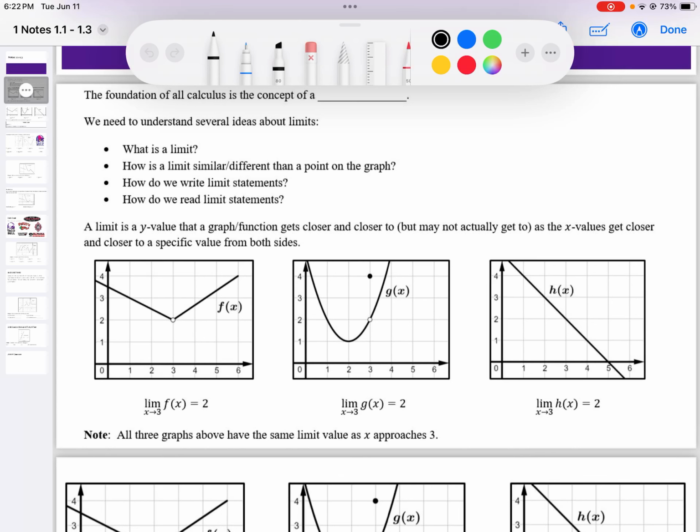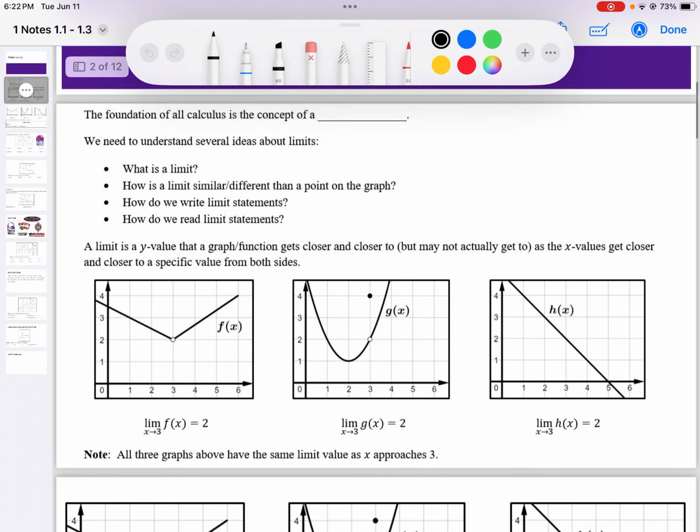Alright, in this very first video, we're going to talk about limits. The foundation of all calculus is the concept of a limit. We need to understand a few things about limits in this lesson. First one, what is a limit? How is a limit similar or different than a point on the graph? And then how do we write the limit statements and how do you read a limit statement?